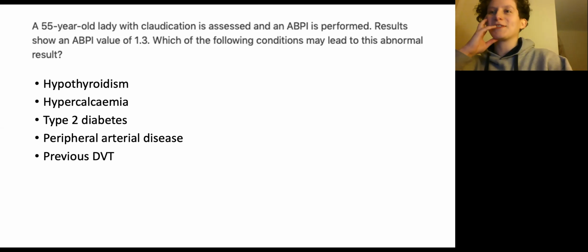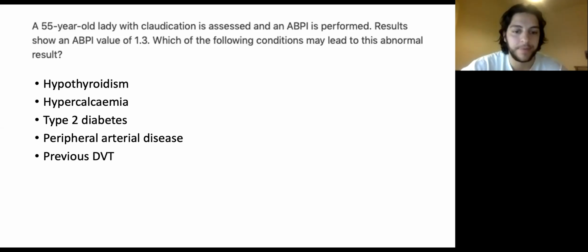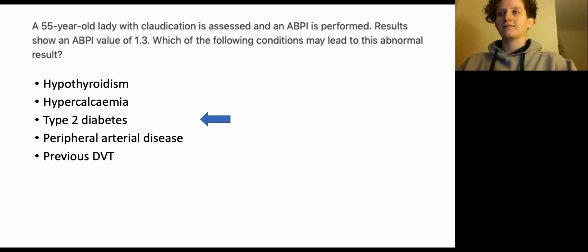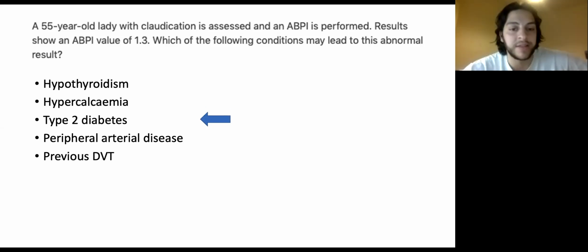Again, some pretty fast responses on this one. I've got people saying diabetes. Okay, let's see if we're right. Yay, got it right. So yes, type 2 diabetes. This is because of the arteriosclerosis, so the calcification of the vessels, which makes the vessels less compressible when you're measuring ABPI, which can give a falsely high reading. So that's absolutely right. Well done.